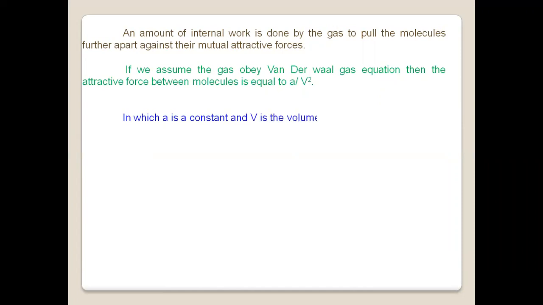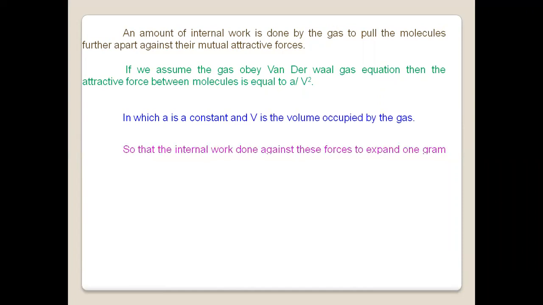That work can be written as A by V square into dV, because the excess pressure is P equal to A by V square. The total internal work done is equal to the integration of P dV, where P is replaced by A by V square according to the van der Waals gas equation. Whose volume is changing from V1 to V2, so the lower limit is V1 and the higher limit is V2. That is the integration from V1 to V2 of A by V square into dV.